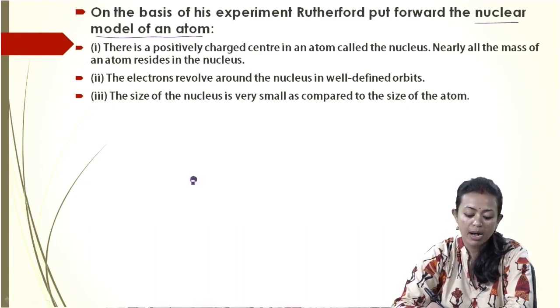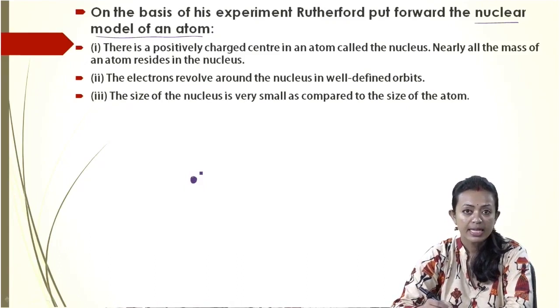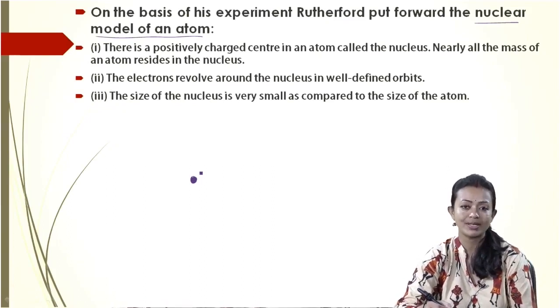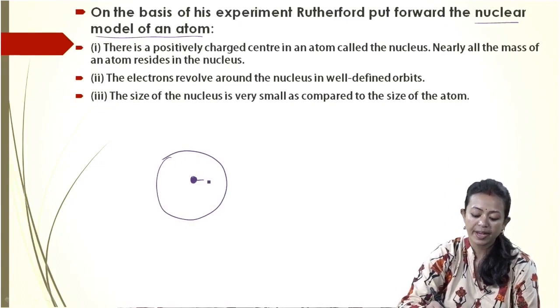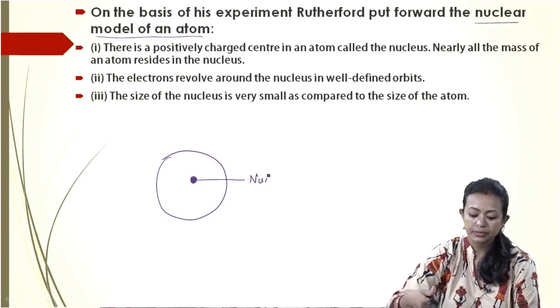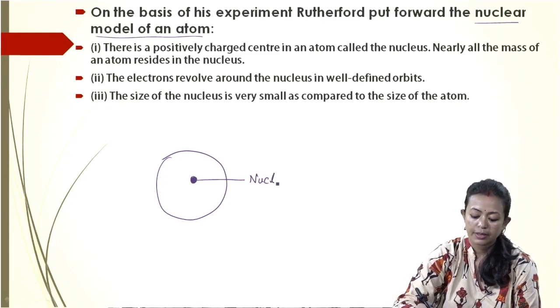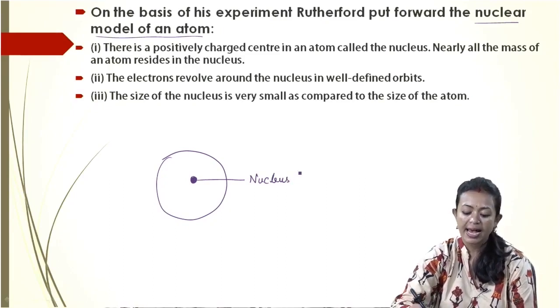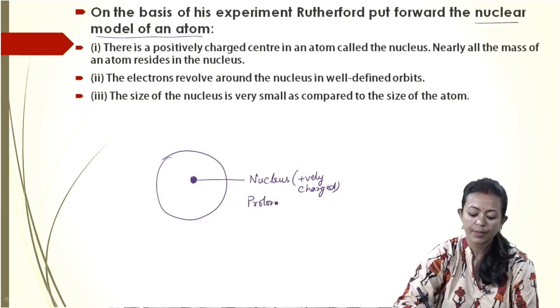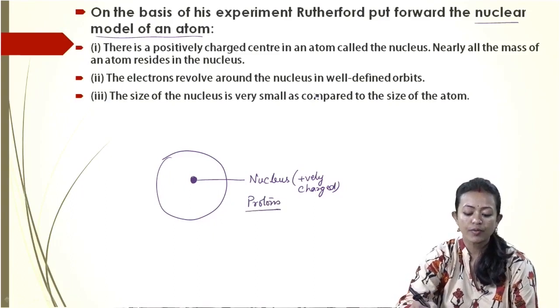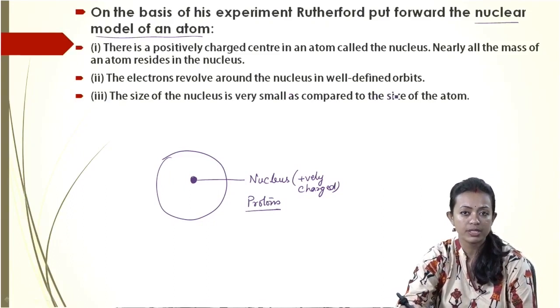So when we calculate the mass of an atom, then the mass of an atom is almost the mass of all the protons that are present in the nucleus of an atom. So this is the nuclear model, where you find the centrally located nucleus, and this is positively charged. Why is it positively charged? Because it contains the positive protons. The electrons revolve around the nucleus in well-defined orbits.